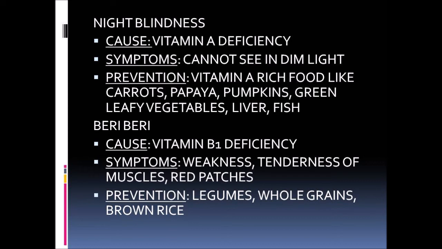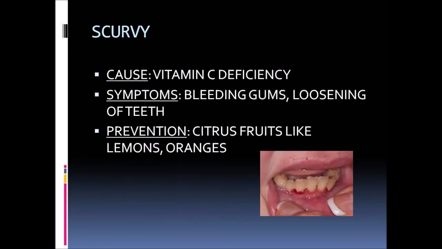The deficiency of vitamin B1 causes beriberi, resulting in weakness, red patches on skin, tenderness, and pain in muscles. The disease can be prevented by eating green leafy vegetables, whole grains, legumes like peas, beans, and others.